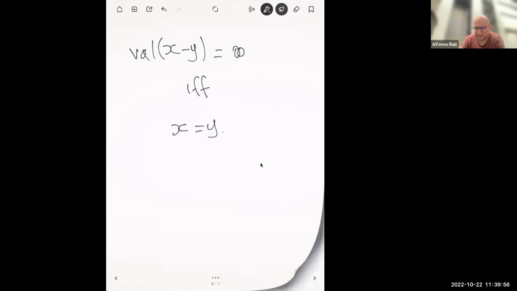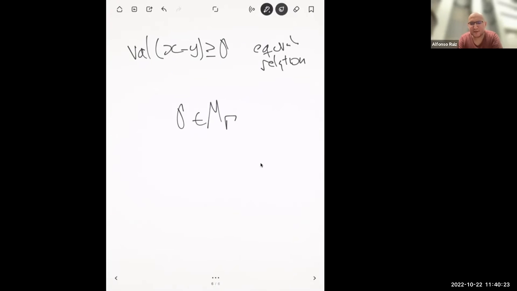Okay, so for example, one of the axioms is that the valuation of x minus y should be equal to infinity if and only if x is equal to y, right? So the valuation of the zero element is infinity. That's why we need this extra symbol. So another axiom tells you that the valuation of x minus y larger than an element in gamma, so this is an element here, this is an equivalence relation. Of course, you can say this in a first order language. You can explain what an equivalence relation is using first order formulas. So this is another axiom.